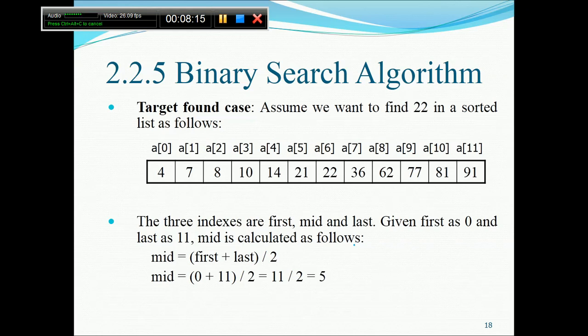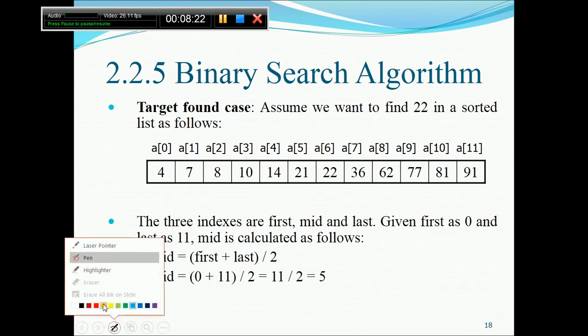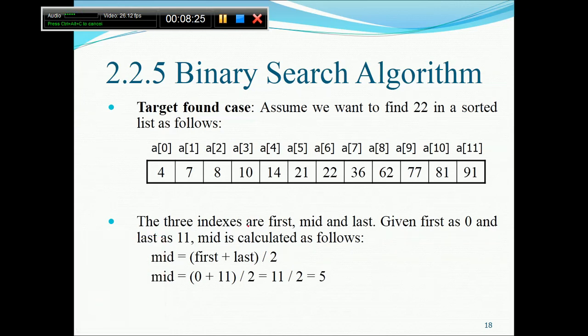Suppose the target is found, take this example. Assume in this particular array we are looking for the number 22. We are not aware whether it is present or not. So the idea is it will first find the middle index. How to find the middle index: first is 0, plus 11, that is the last. 0 plus 11 by 2, 11 by 2 is 5.5, we will take the floor. So this is the middle index. We have taken the middle index here.